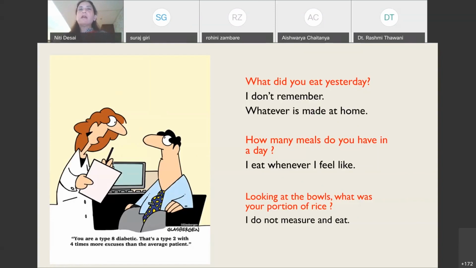How many meals do you have in a day? I eat whenever I feel like. Looking at the bowls, what was the portion of your rice? I don't measure and eat.